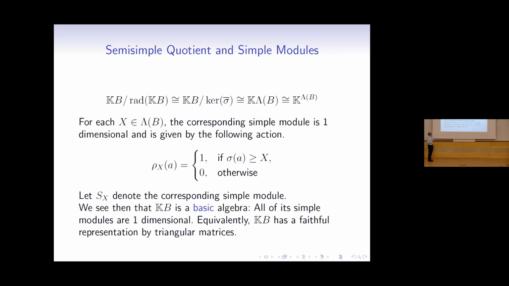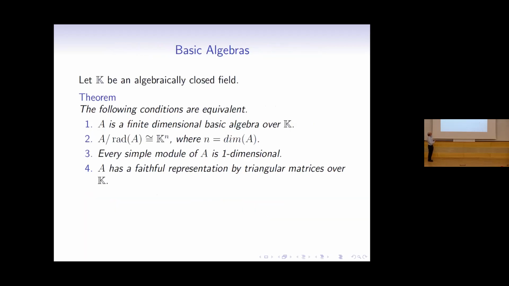Okay, so KB is a basic algebra. It means that all the simple modules are one-dimensional, or that KB has a faithful representation by triangular matrices. These are basic facts about basic algebras. And this is just, if you don't remember, a brief idea why basic algebras are important. That just means that the semi-simple algebra is a direct sum of fields. The simple modules are one-dimensional.